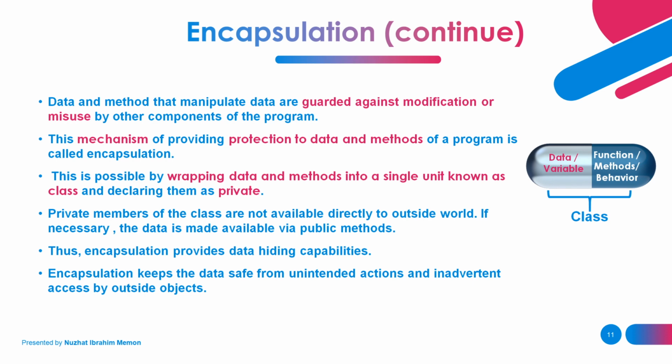In the object-oriented concept, we wrap data and methods into a single unit known as a class and declare them as private. In encapsulation, the data and methods are wrapped into a single unit known as a class, just like chocolate is wrapped in foil and paper to protect it from ants. To achieve encapsulation in Java, declare the variables of the class as private. Private members of the class are not available directly to the outside world. If necessary, the data is made available via public methods. In an upcoming lecture, I am going to explain the concept of private and public in detail.